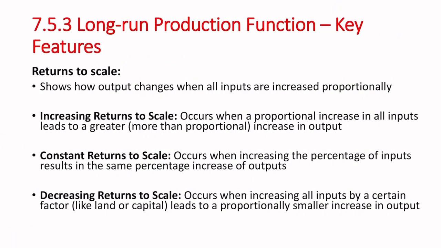Now let's look at returns to scale. This shows how output changes when all inputs are increased proportionally. Increasing returns to scale occurs when a proportional increase in all inputs leads to a greater, more than proportional increase in output. Constant returns to scale occurs when increasing the percentage of inputs results in the same percentage increase of outputs, whereas decreasing returns to scale occurs when increasing all inputs by a certain factor, like land or capital, leads to a proportionally smaller increase in output.